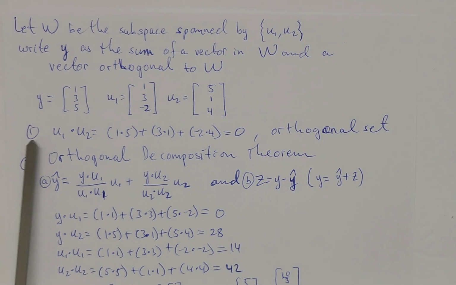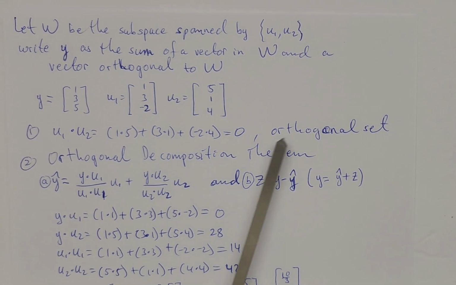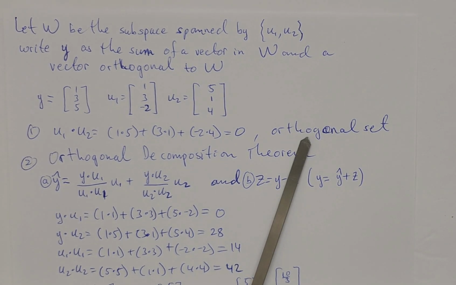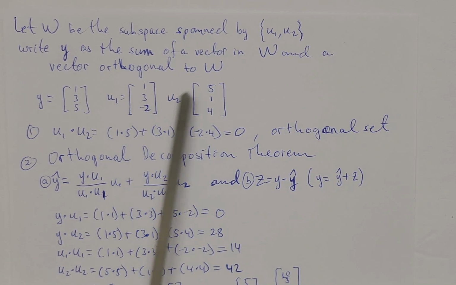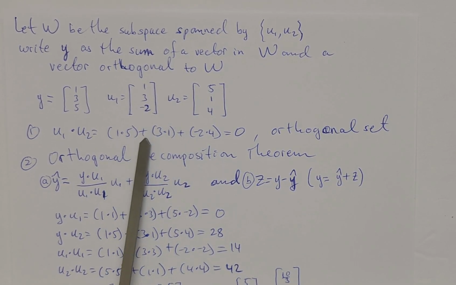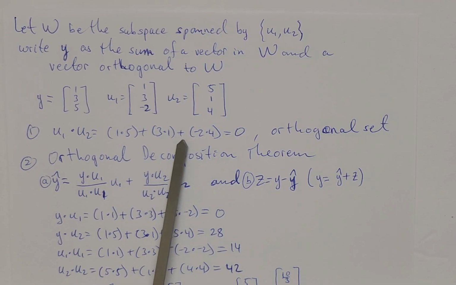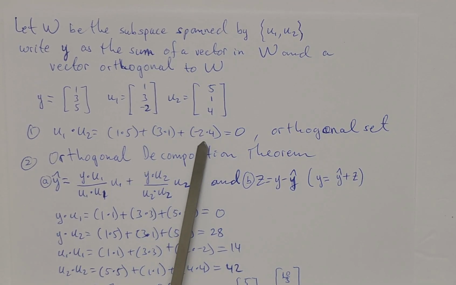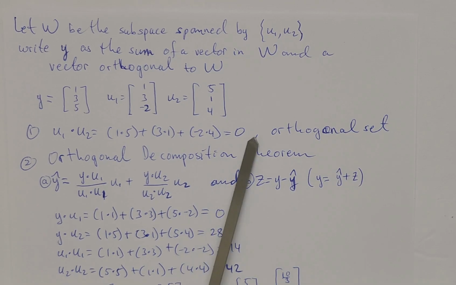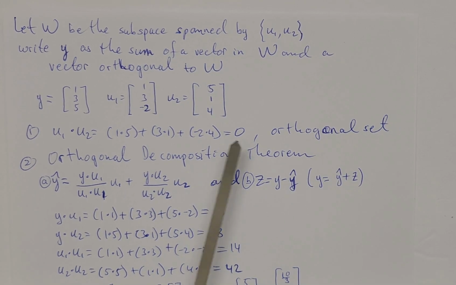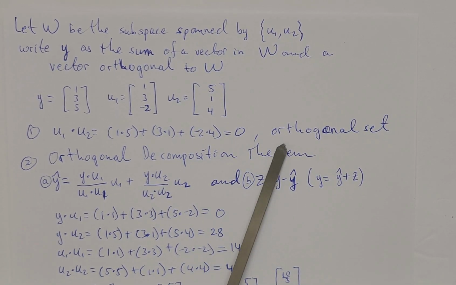So let's do number one first. Make sure that it is orthogonal. So here's U1, U2, just multiply 1 times 5 right here, plus 3 times 1 here, plus negative 2 times 4 here. And multiply, add, subtract across, and it does come out to be 0. Since it is 0, then it is an orthogonal set.